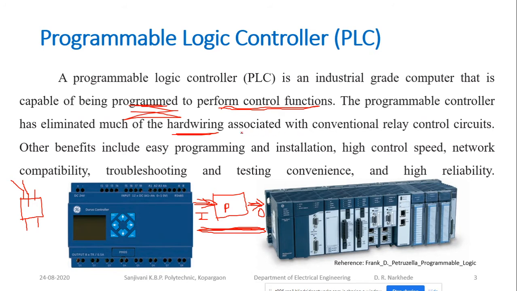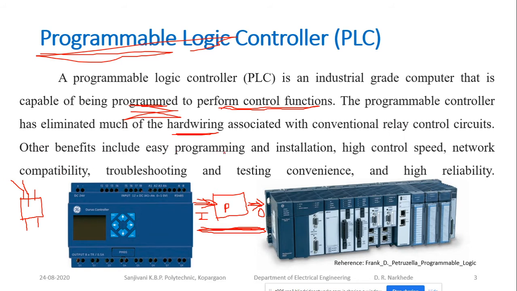Okay, so what are we going to do? We are going to remove this hardwiring associated with the conventional relay control circuit with the help of a program. When we use the PLC, we remove this hardwired relay circuitry with the help of programmable circuitry, and that's why it is called the programmable logic controller. In earlier days the logic was implemented with the help of relays, but nowadays we implement the logic with the help of PLCs or a program.